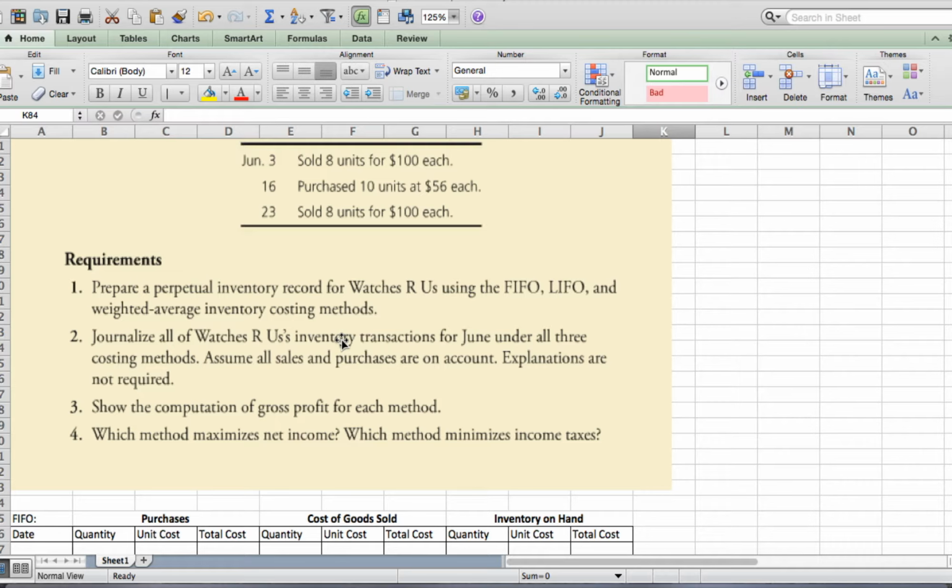Okay, to find which method gives us the highest gross profit in this scenario, and then which method maximizes net income, and which method minimizes income taxes. Just so that we know as managers, if our goal is to maximize net income, obviously we would choose one method, and if our goal was to minimize income taxes, we would choose another. Different scenarios may have us wanting to do both of those things at different times. So just depending on what our situation is, we would choose once we have the information available to us.